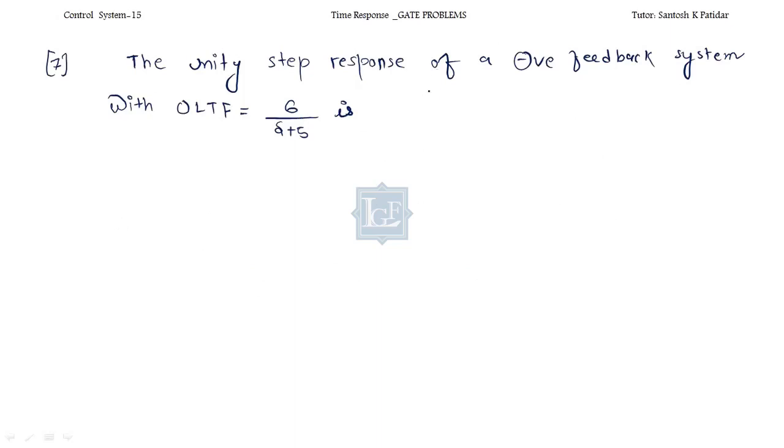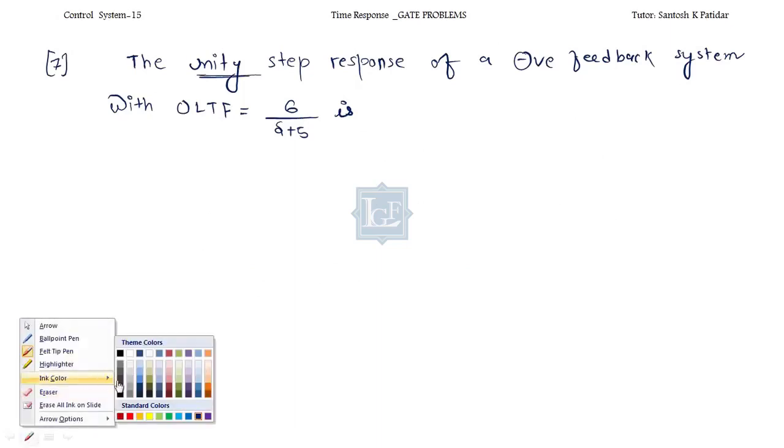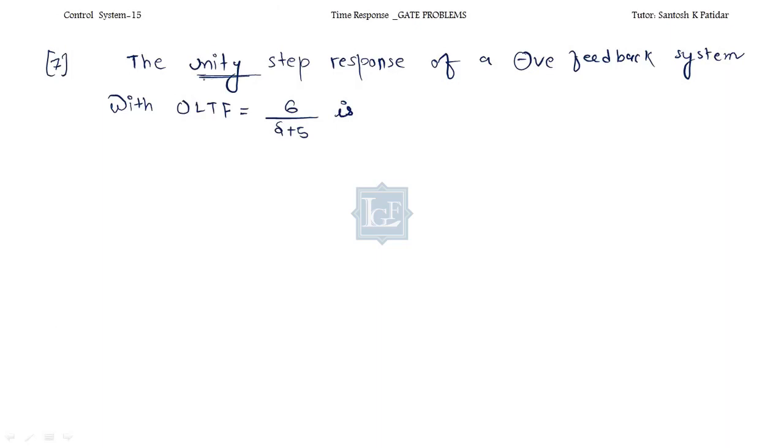The unit step response, unit step they are asking. This is a unit step response of a negative feedback system with open loop transfer function. This is given. Open loop transfer function is given, and I have to find out the response. You have been given the 4 options also.